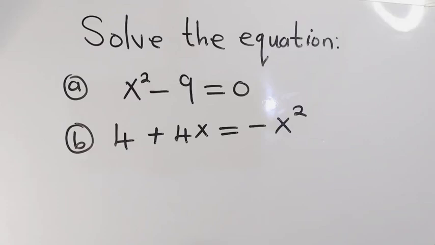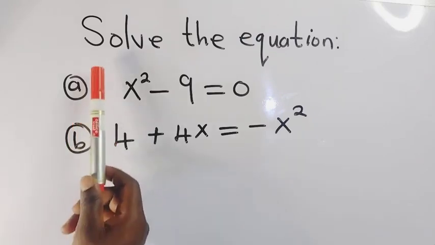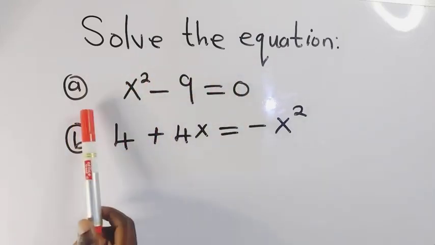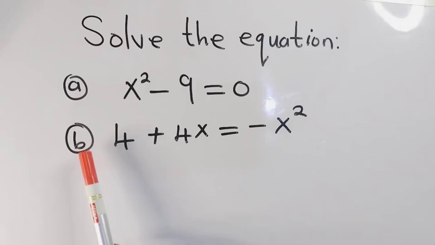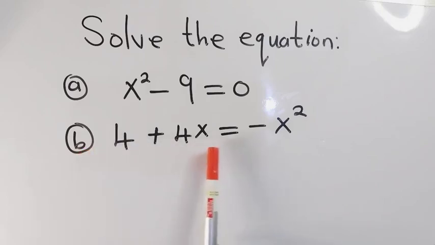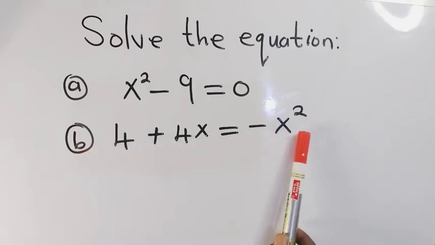So in this presentation, I want us to look at these questions. The question reads, solve the equations. We have A, x squared minus 9 is equal to 0. B, 4 plus 4x is equal to negative x squared. So how can we solve these equations?